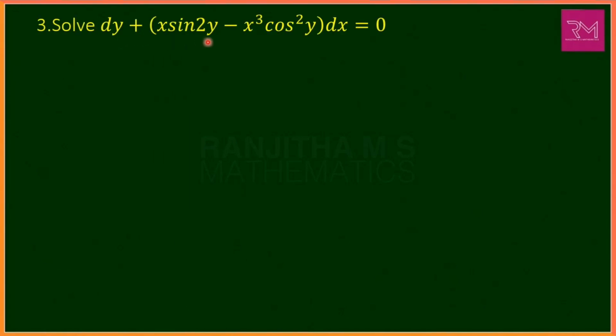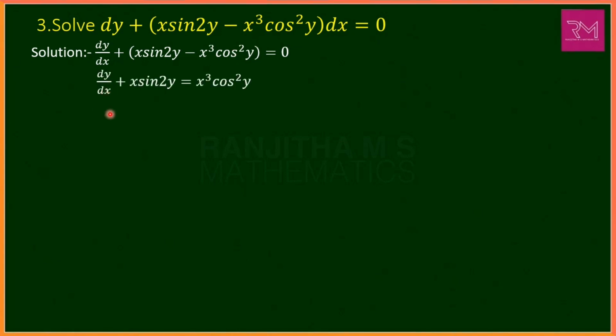Solve dy plus x into sine 2y minus x cube into cos square y into dx, which is equal to 0. Here, if we divide the equation throughout by dx, we get dy by dx plus x into sine 2y minus x cube cos square y, which is equal to 0. Take this value to the right hand side, we get dy by dx plus x into sine 2y, which is equal to x cube cos square y.